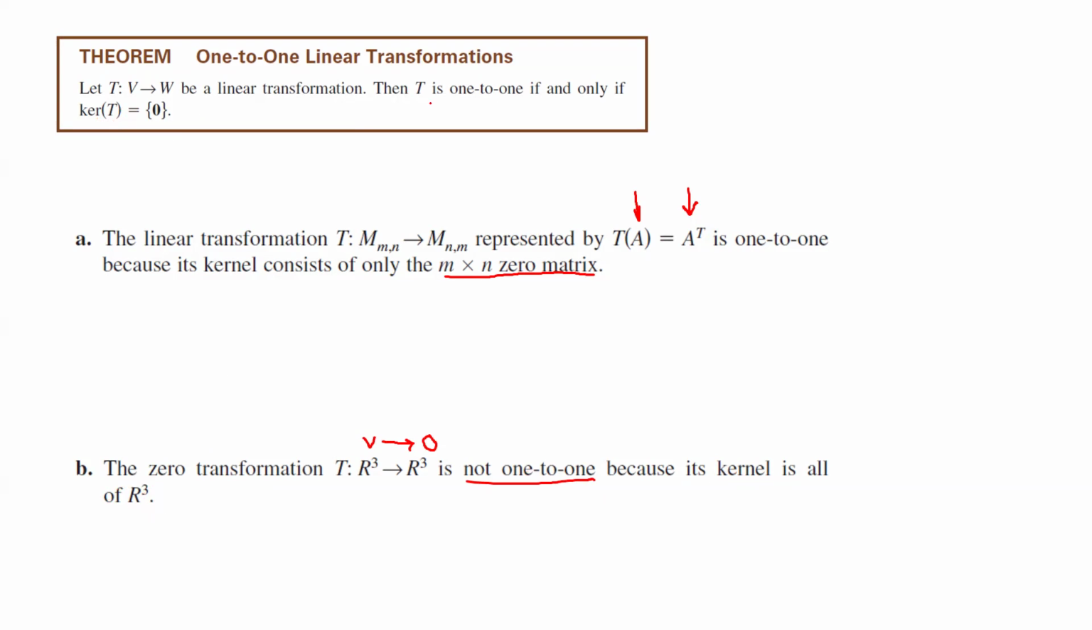As easy as that. So again, on the exam, if I ask you to write me an example of a linear transformation that is not one-to-one, you simply say that, hey, the 0 transformation is the example that you're looking for.